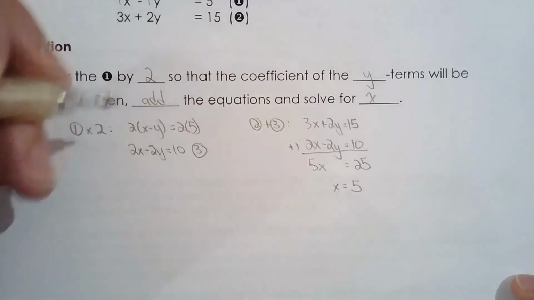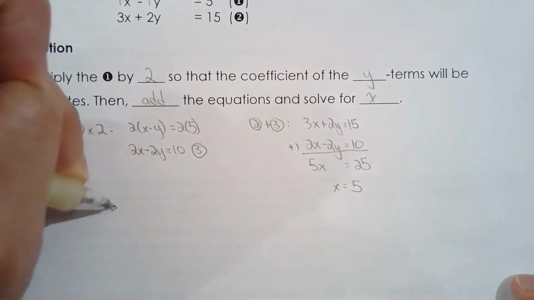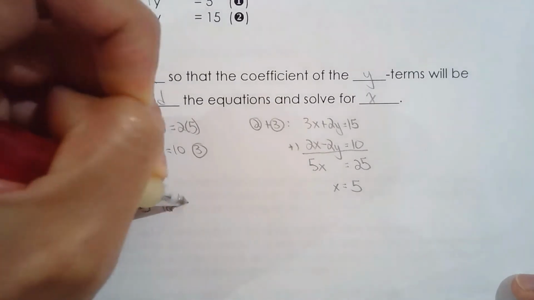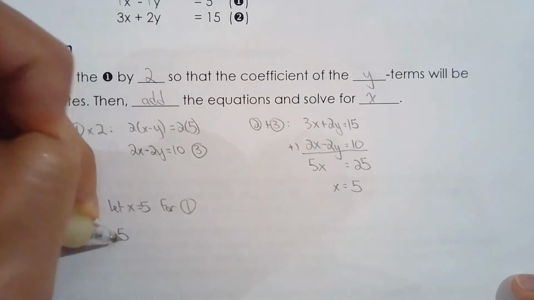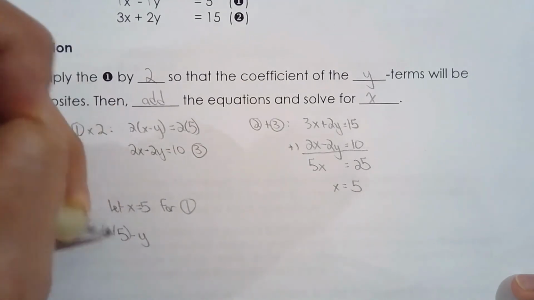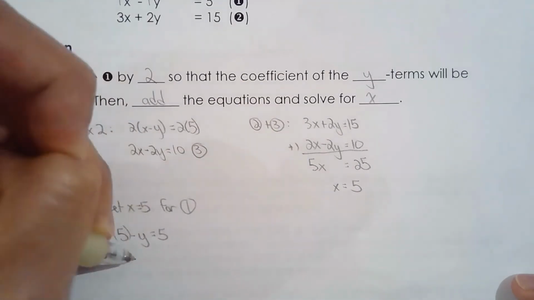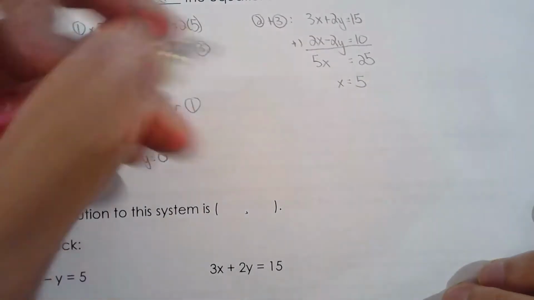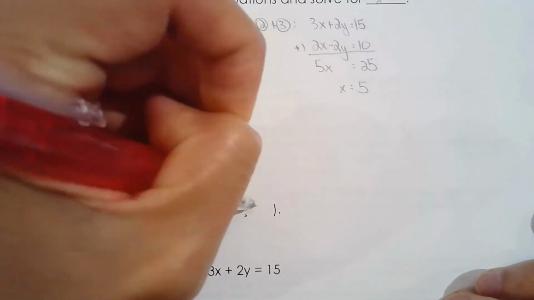I can find y. So let x equal 5 for equation 1, let's say. So 5 minus y equals 5. y is 0 then. So the solution to the system, you can write it as (5, 0).